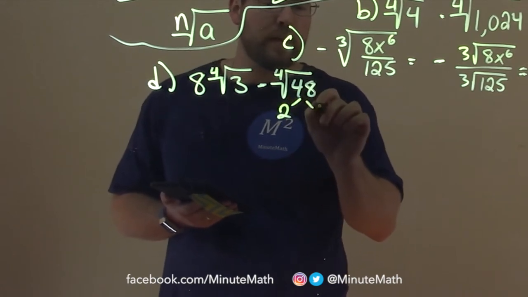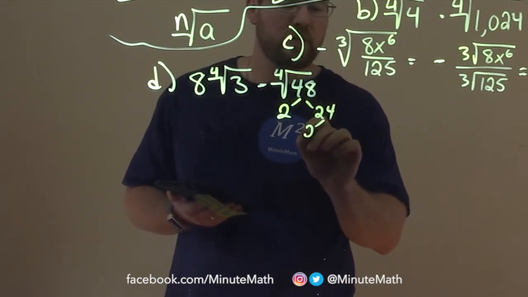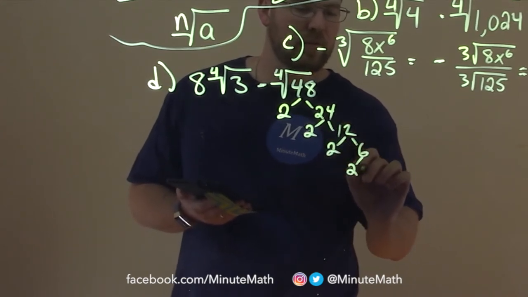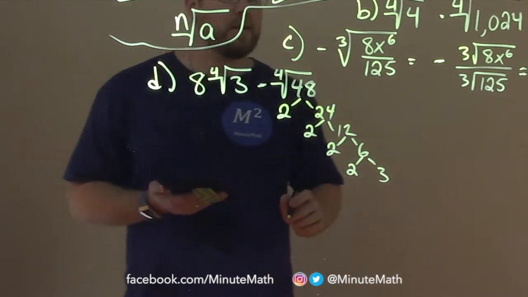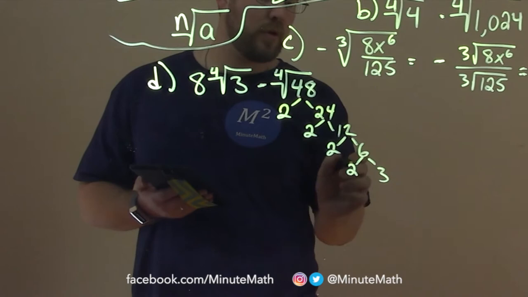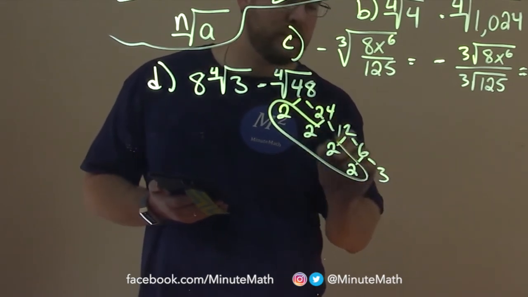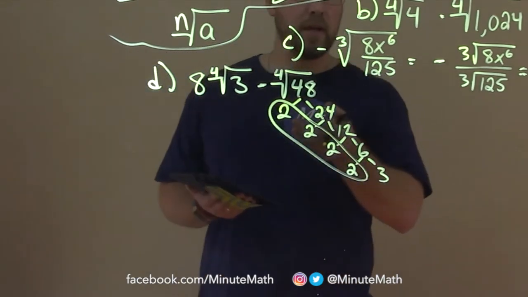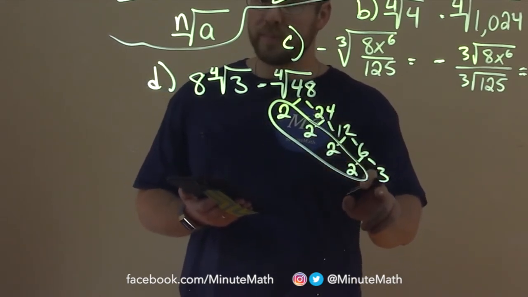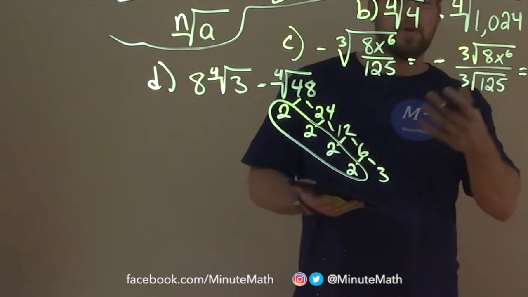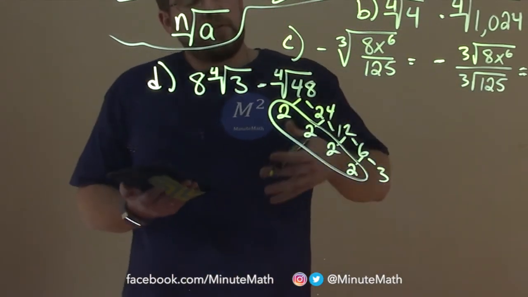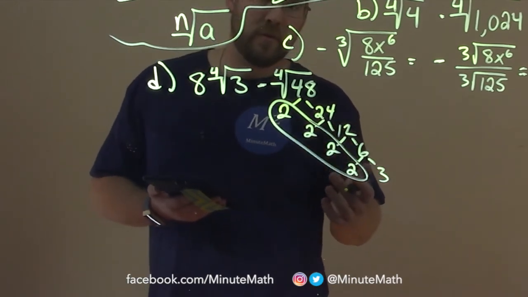48 is 2 times 24. 24 is 2 times 12. 12 is 2 times 6. 6 is 2 times 3. Now, just like in square roots, we want to find a pair. Here, with fourth roots, we need to find a group of 4, which we luckily have here: 4 2s. Now, remember, 48, essentially, what this does is tell us that it's 2 times 2 times 2 times 2 times 3. So we can grab 4 2s. And that's the fourth root of 4 2s being multiplied as just 2.